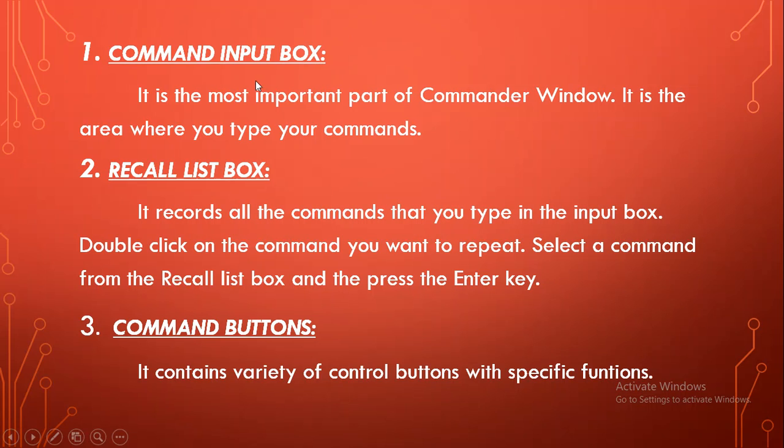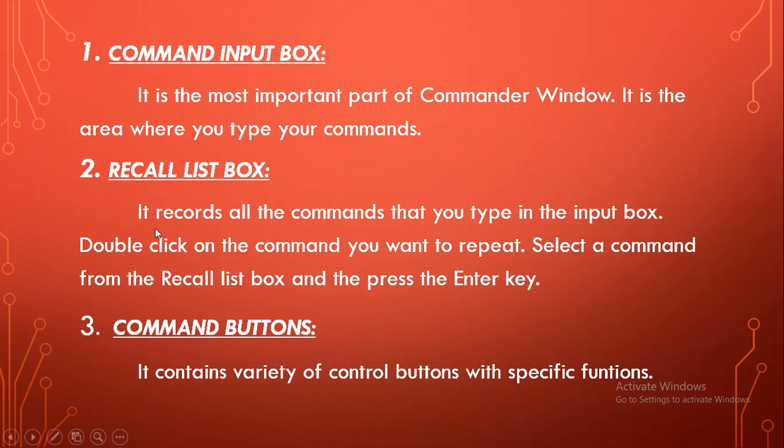Now what is the command input box? It is the most important part of the commander window. It is the area where you type your command. Any command which is to be given to your computer is to be typed in this box. Next one is the recall list box. What is the meaning of recall list box? It records all the commands that you typed in the input box. Double click on the command you want to repeat, select a command from the recall list box and press the Enter key. In this way you can use a command which you had used earlier by simply double clicking on that particular command.